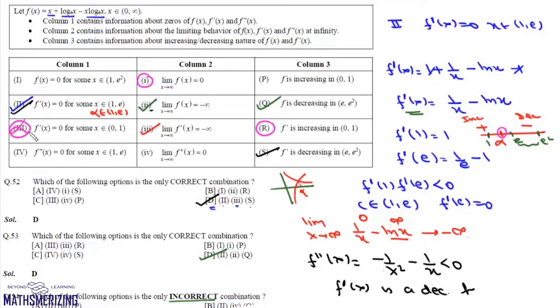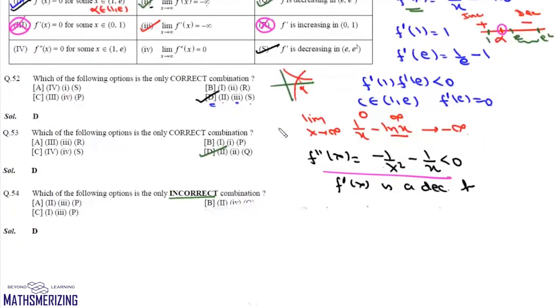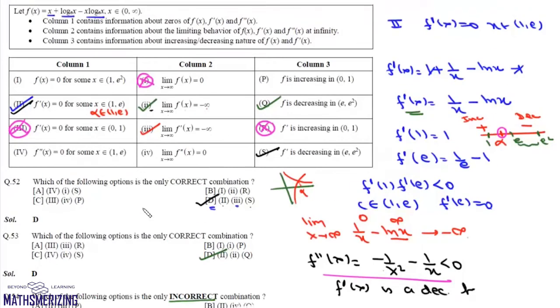So this is incorrect. Now limit x tends to infinite fx is 0. We have already proved that limit x tends to infinite fx is minus infinite. So it cannot be 0. So this first is also incorrect. And the third one is f dash is increasing in 0 to 1. Now f double dash x is less than 0 for all x belongs to r. So this f dash x is a decreasing function in all the values. So that means this r is also incorrect. So the combination which is incorrect is this option D, which is 3, 1 and r.